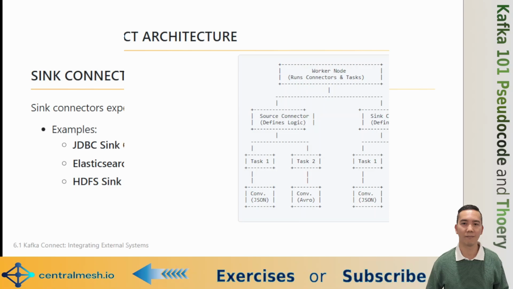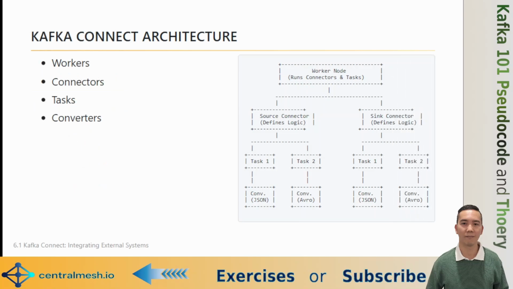Now let's look at Kafka Connect architecture. At its core, Kafka Connect is built around four main components: workers, connectors, tasks, and converters. Think of workers as the engines that run Kafka Connect, whether in standalone or distributed mode. These are the processes responsible for executing your connectors and managing tasks. In a distributed setup, multiple workers work together, sharing the load and ensuring high availability.